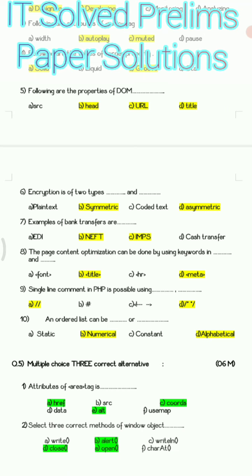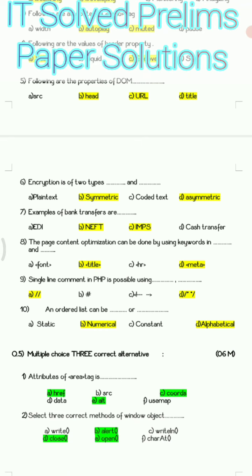Single line comment in PHP is possible using dash and dash. So you can see the options A and D. Next is an ordered list can be dash or dash. So basically in an ordered list we can give numbers or we can give alphabet. We also can give Roman letters, capital alphabet, small alphabet also.